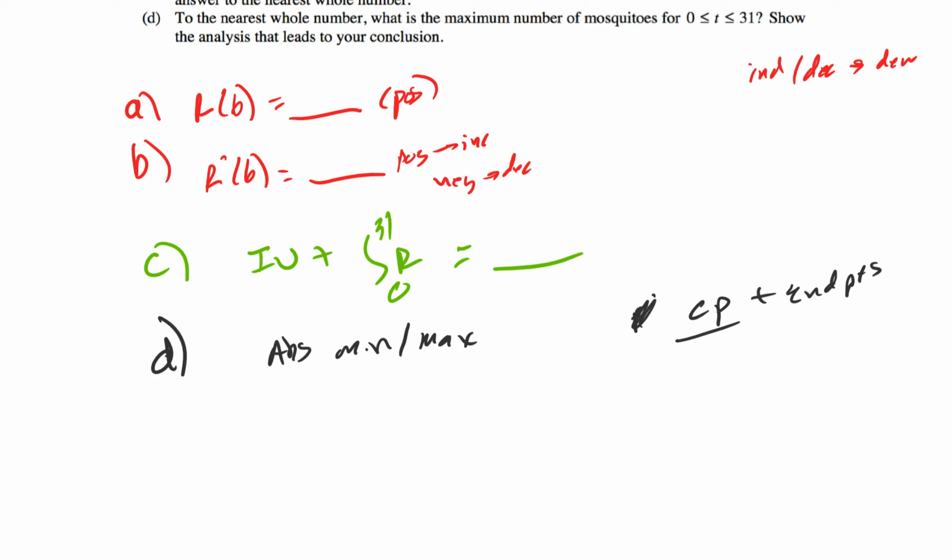To find the critical point, you can set the derivative equal to 0 to find those critical points. To find the endpoints, they already gave it to you. It's 0 and 31. Once you find those two things, once you have my values here, which I already have over here actually, I want to see what the max amount is.